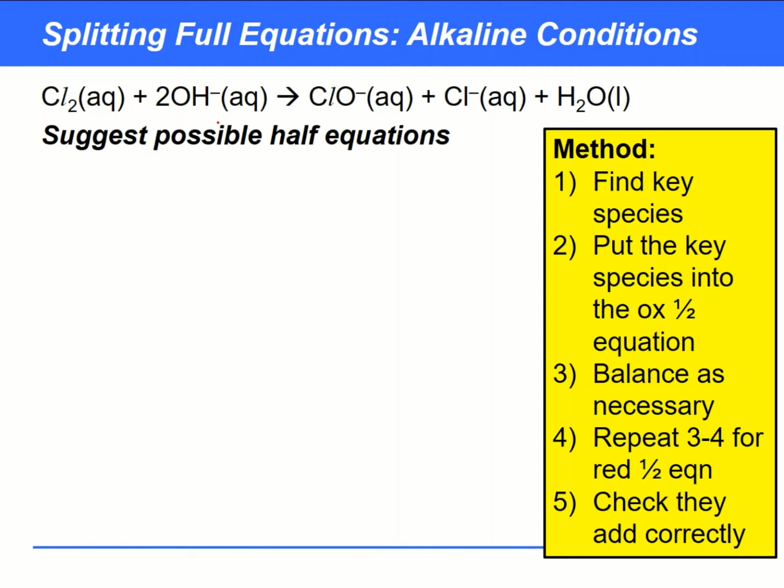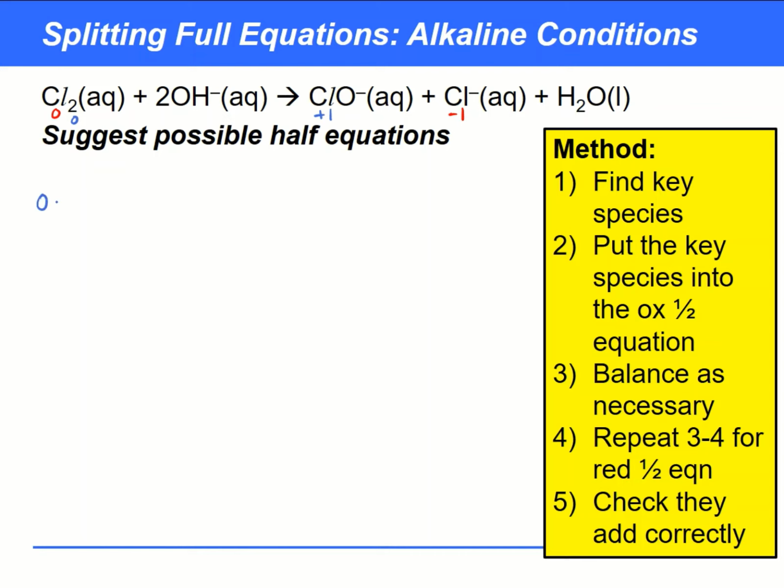So first I can see here that it's the chlorine which is actually going to be reduced down to Cl minus, and then also the chlorine is actually being oxidized up to +1 in this chlorate ion. And so we've actually got a disproportionation reaction happening here.